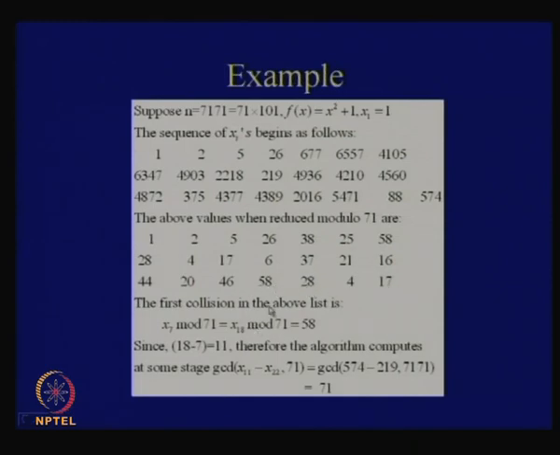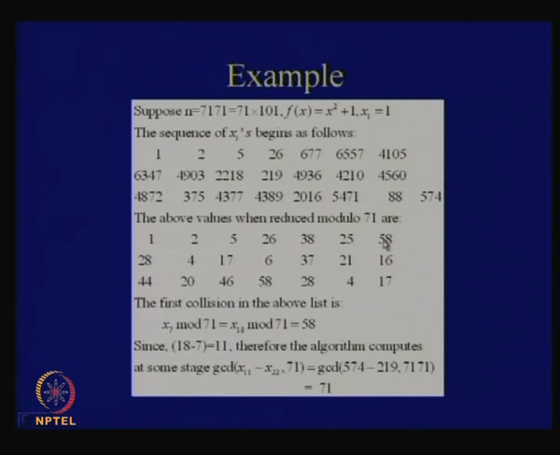Okay. So, the first collision in the above list is x7 mod 71, which is equal to x18 mod 71, which is 58. So, therefore, this is the first collision. Okay. So, I do not know the value of 71, but I am just observing the property. Okay. So, you see that 58 is the first colliding number. Okay. But there are subsequent colliding numbers also, but 58 is the first colliding number, and the idea is: what is the length between this number and this number? It is actually equal to 18 minus 7, that is 11.